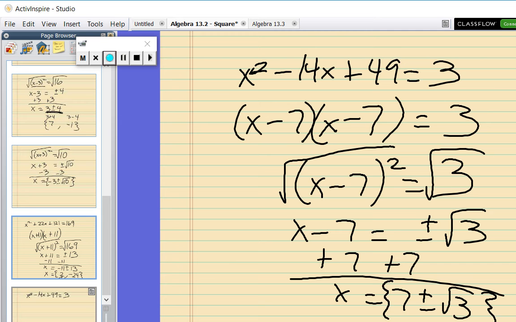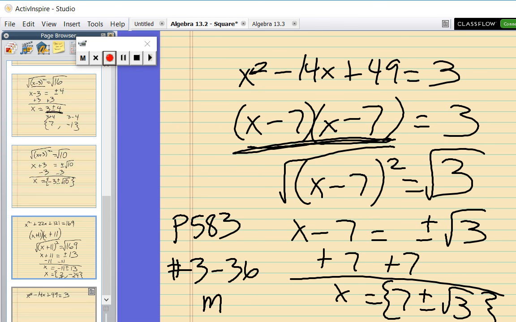And that's it. Yeah, so with this method, it may be necessary to factor, but they're giving it to you where it's going to factor into something nice where the two parentheses are going to be the same. When we get to the next section, it's not going to come out that nice. And that's why we need to know another method. So, go ahead. Try the problems. It is page 583. Numbers 3 to 36. Multiples of 3. We'll keep it short.